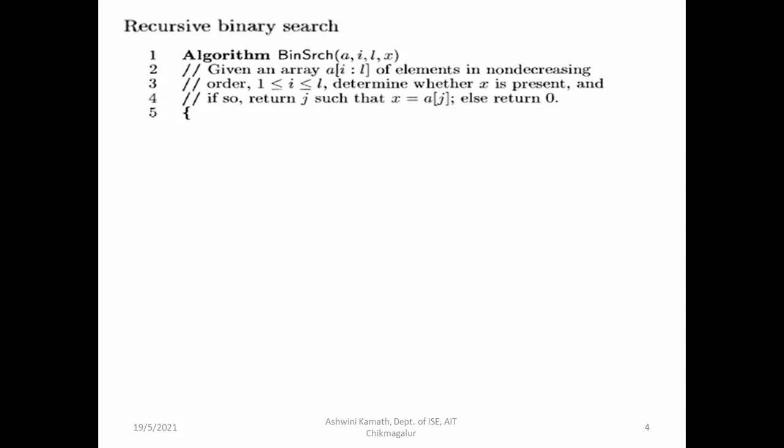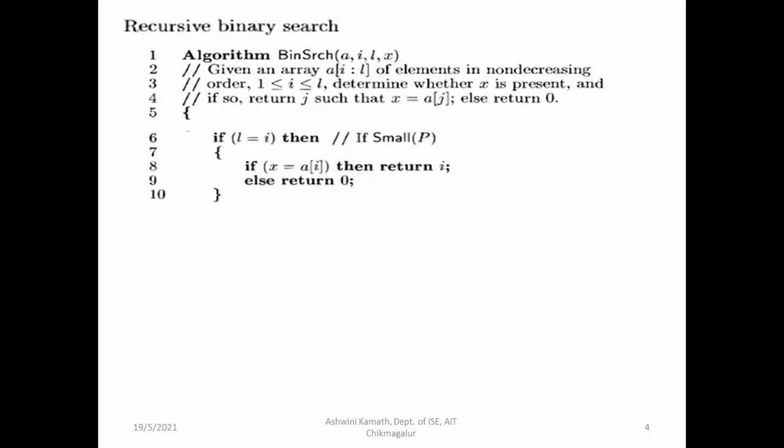Okay, that is J. That is our position. Return the position in the array. Otherwise, return 0. That means element not found. Here, the algorithm input will be from 1 to L. It is not from 0 to L minus 1. It is from 1 to L. That's why we return 0 if the element is not found.